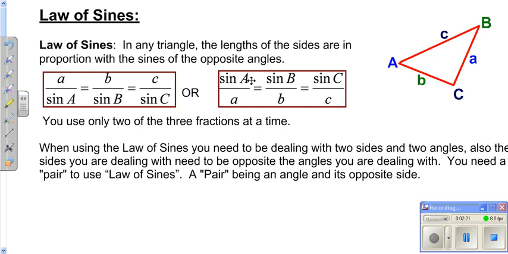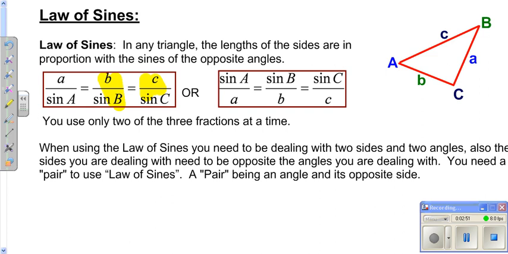Your angles are the capital letters. Your sides are the lowercase letters. And angle A and side A are opposite each other, just like angle B and side B are opposite, and same thing with the C's. Typically, you would only use 2 of the 3 fractions at a time. So you might use the first 2, or you'd use the first and the last, or you would use the last 2, but you're not going to use all 3 at the same time.